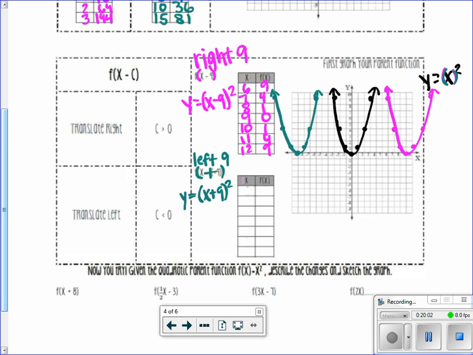What's the new vertex for that graph? Negative 9, 0, and then going in order for the rest. Negative 10, negative 11, negative 12. And then negative 8, negative 7.